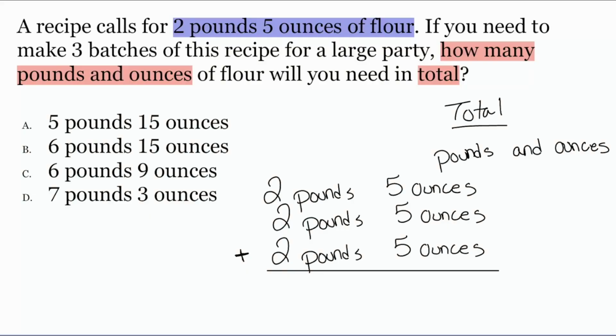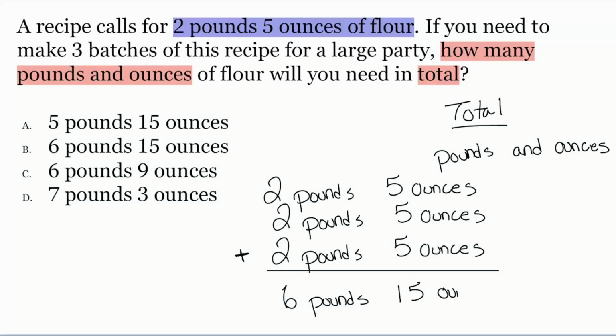So everybody, what's 2 plus 2 plus 2? What's that going to be? Yeah, that's going to be 6 pounds. Let's write that down right there. And then 5 plus 5 plus 5, what's that going to be? Yeah, that'll be 15. That'll be 15 ounces.